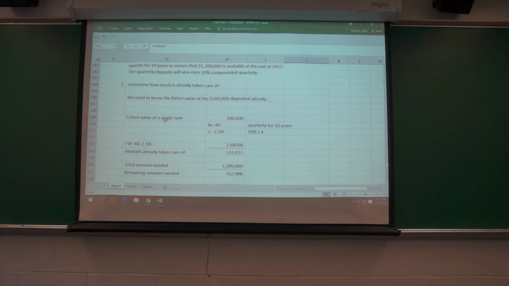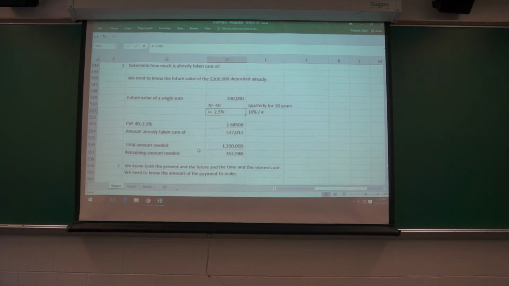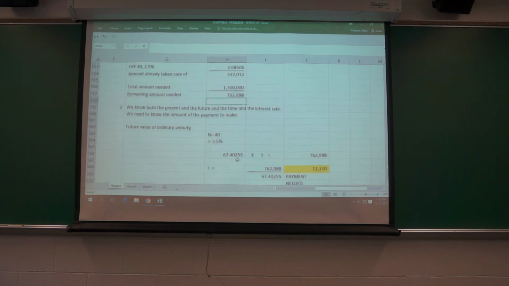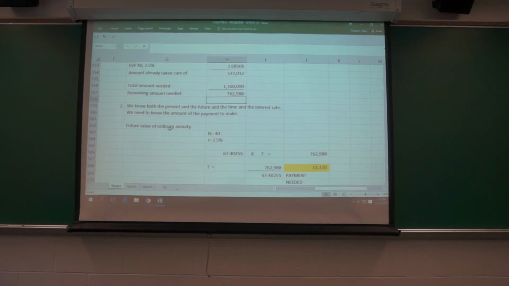So you do the future value of a single sum, and it's quarterly for 10 years, so it's 40 periods at 2.5%. I don't think our tables do that. So the amount already taken care of is the 537,012, and the remaining amount needed is the 762,988. Now you can do the rest of the problem.